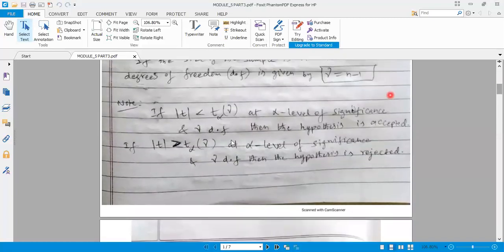Now let us discuss when we are going to accept the hypothesis and when we are going to reject it under the t-test. If the calculated value is less than the table value for nu degrees of freedom at alpha level of significance, we are going to accept. If the calculated value is greater than the table value, then we are going to reject the hypothesis. So it's very simple. You just compare the calculated value with the table value. If it is less than, we accept. If it is greater than, we reject.